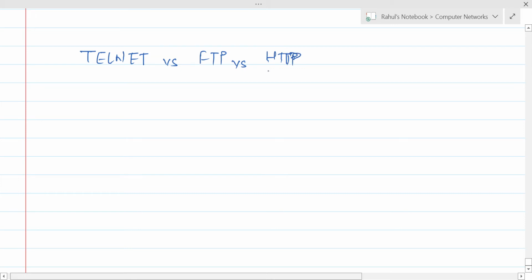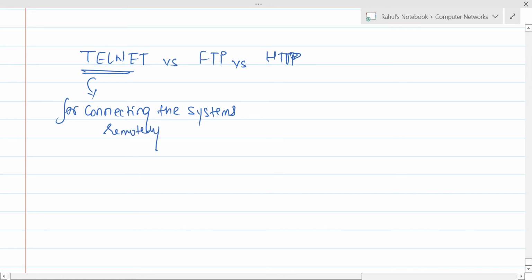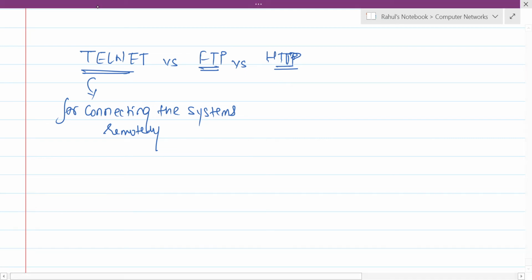Right. So basically, Telnet is for connecting systems remotely. We use Telnet as a protocol for connecting the systems remotely. We have already discussed FTP and we have already discussed HTTP, right?